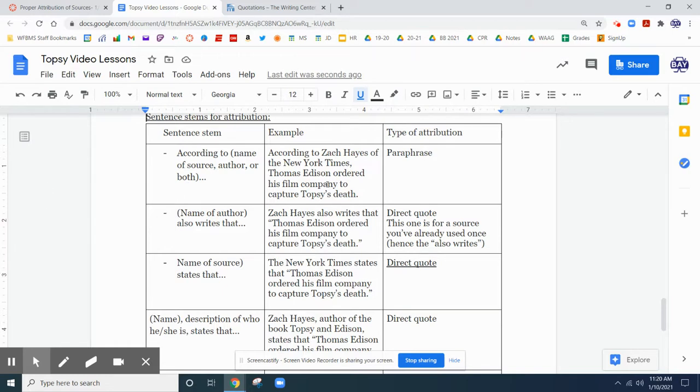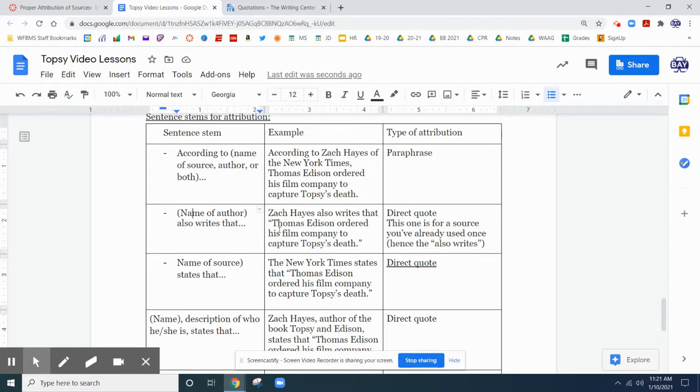One is the one I've mentioned many times before with paraphrasing, according to. According to, then you have the name of the source, the author, or both. So my example here, according to Zach Hayes of the New York Times, of course I made this up, Thomas Edison ordered his film company to capture Topsy's death. Okay, that's one option. Or you can go right away with the name of the author and say also writes that. So Zach Hayes also writes that, quote, Thomas Edison ordered his film company to capture Topsy's death.